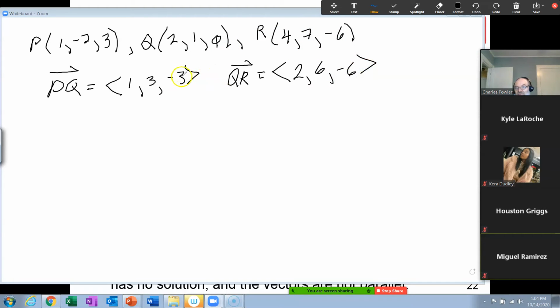Okay, the question you ask yourself, are these two vectors parallel? Sure enough, vector QR is exactly twice PQ. 2 times 1 is 2, 2 times 3 is 6, and 2 times negative 3 is negative 6. So since they have point Q in common and are in the same direction, you know they are collinear. They are collinear if I spelled it right.